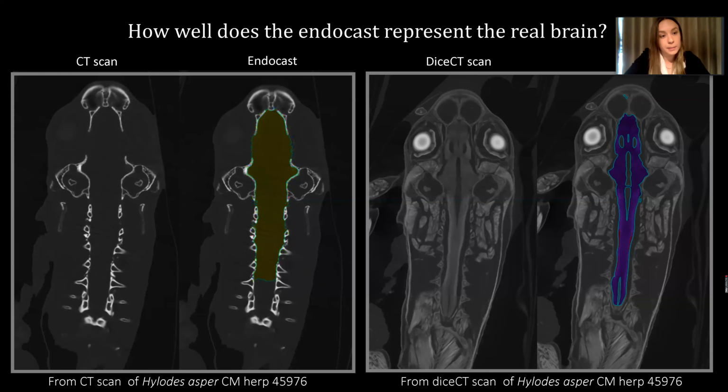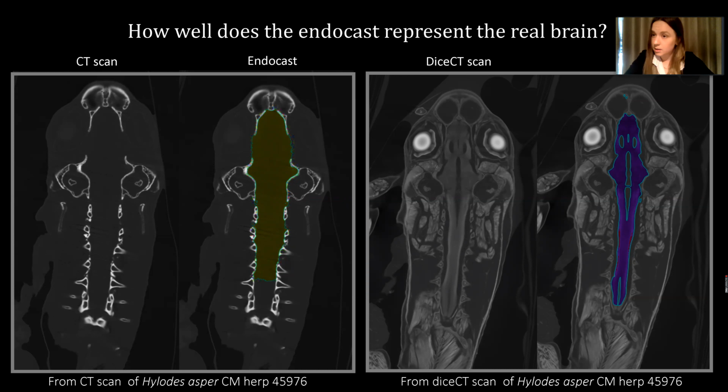So here I've shown two equivalent versions of the CT scan. So on the left, you'll see a slice lengthways through the body of a frog, of a standard CT scan of that frog, where we can see the skeleton. And you'll see that I've started building my endocast by filling in that endocranial space there in yellow. On the right-hand side, you'll see the contrast enhanced version of this CT scan with the brain highlighted in purple. And you can see that the brain actually doesn't take up all of that endocranial space.